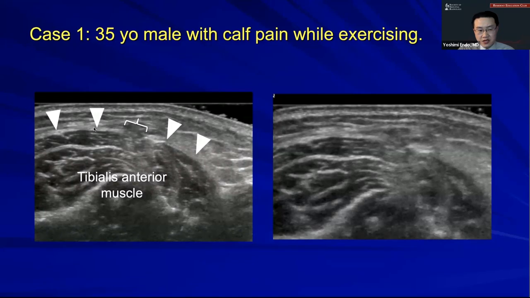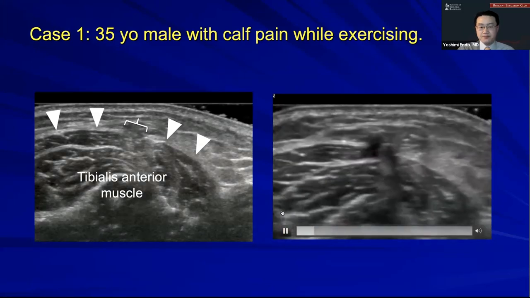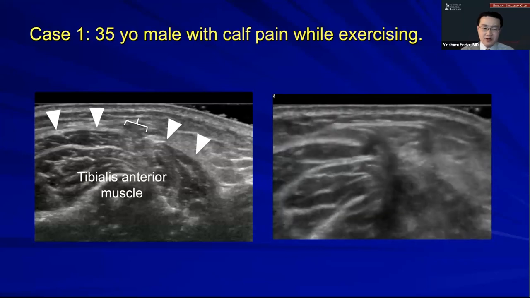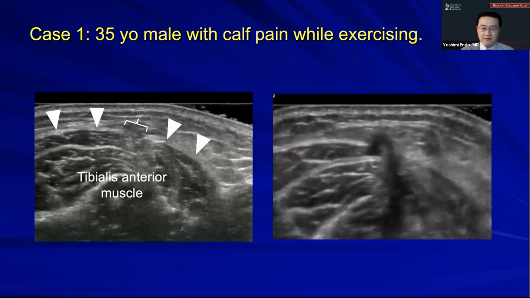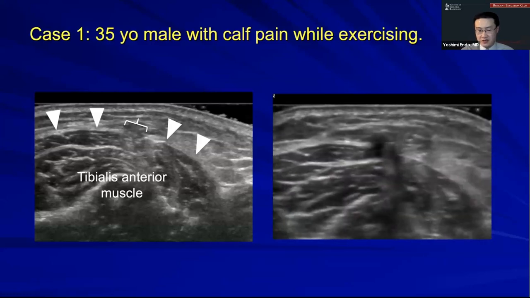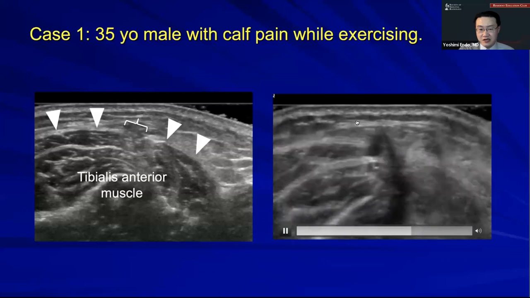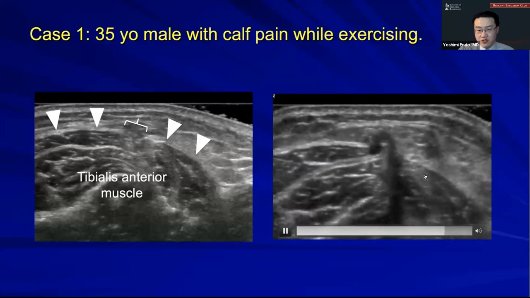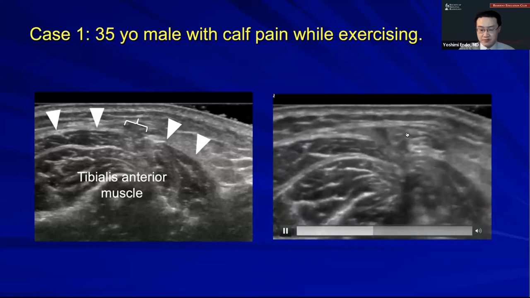But if you look closely, as you follow the crural fascia, you'll notice that, it's subtle, but there's this little defect here along the crural fascia, noted by the bracket. And when I play the cine clip, this is typically a younger patient, and the patient comes in with calf pain while exercising. So when he contracts the muscle, that's when he feels the pain. And he may or may not feel a palpable mass. But you can see that, through that fascial defect, a portion of this muscle is herniating out.